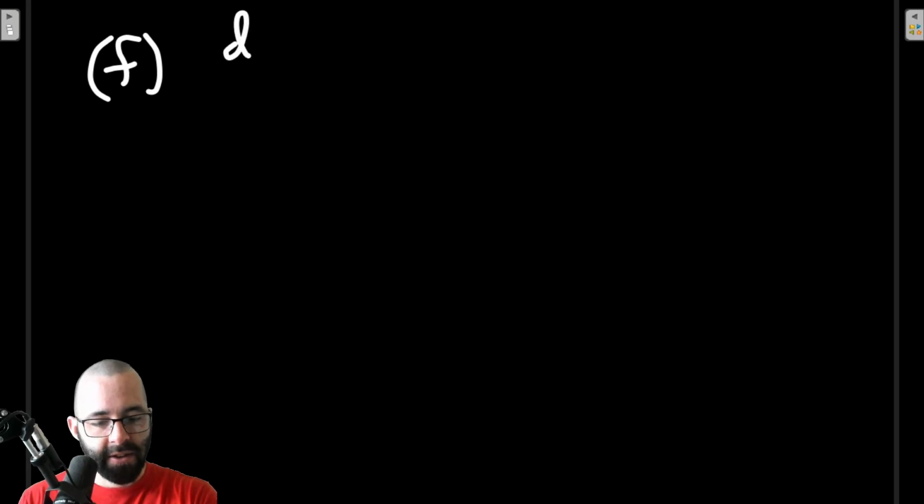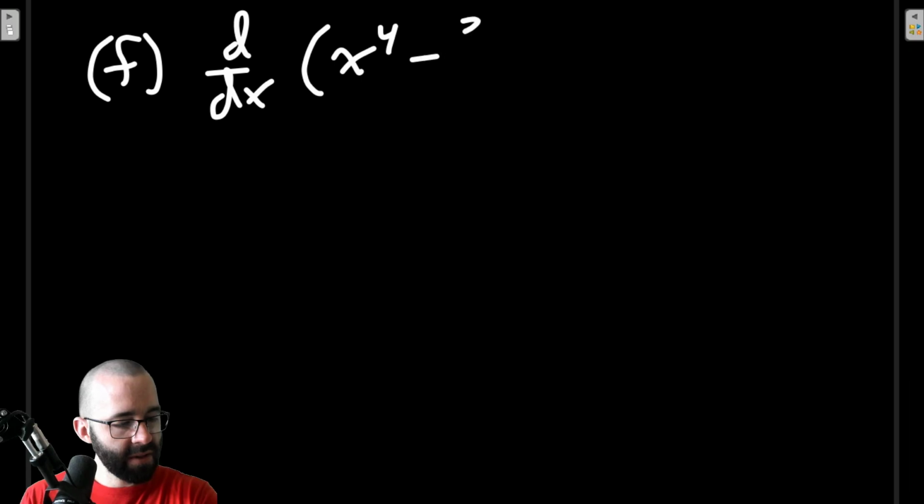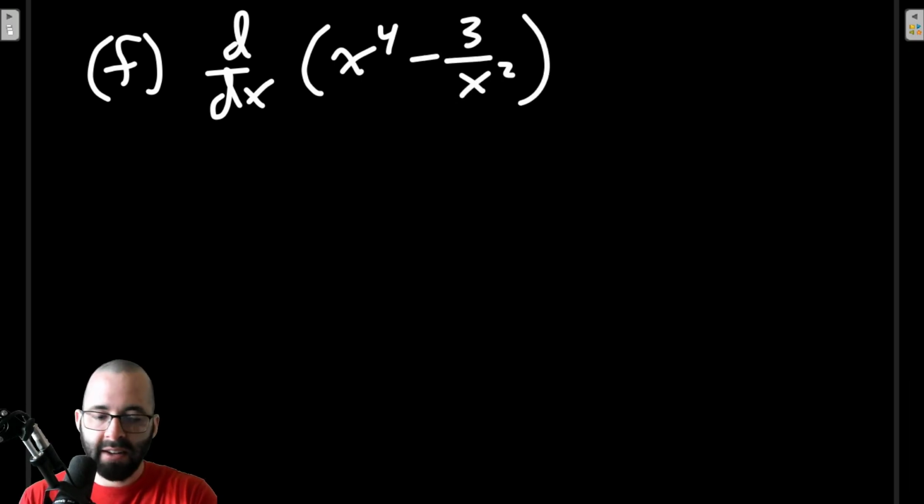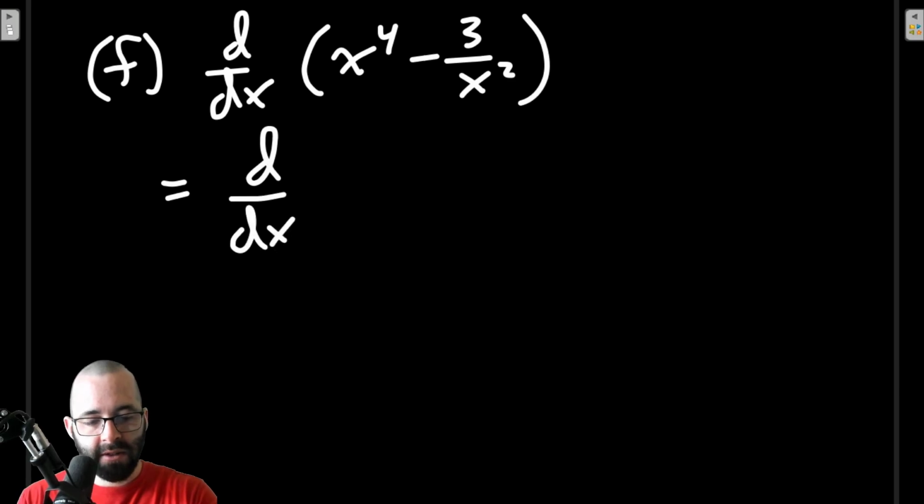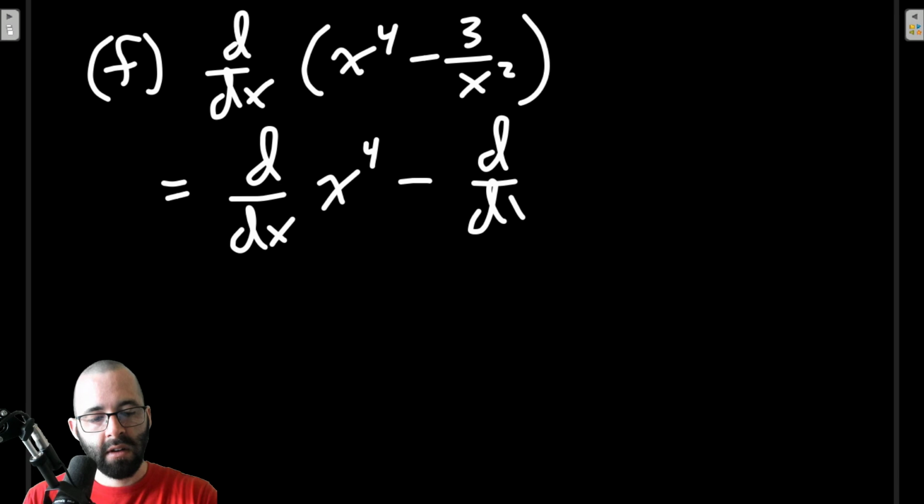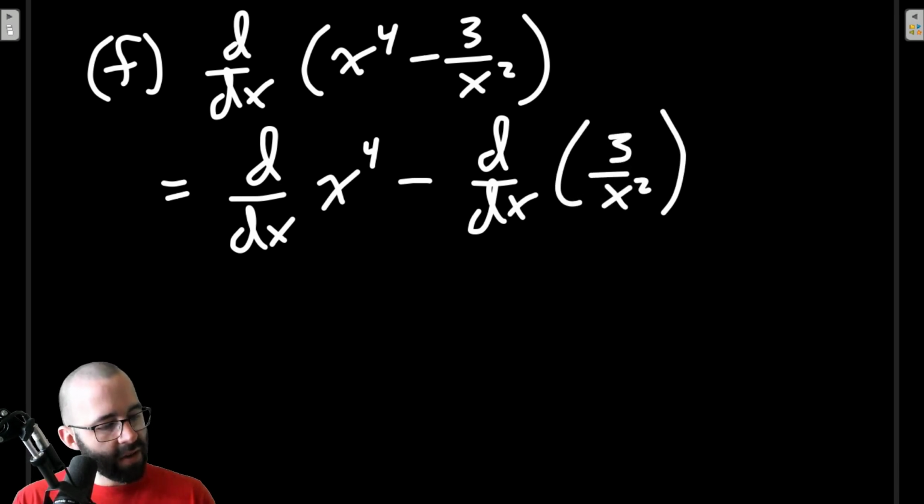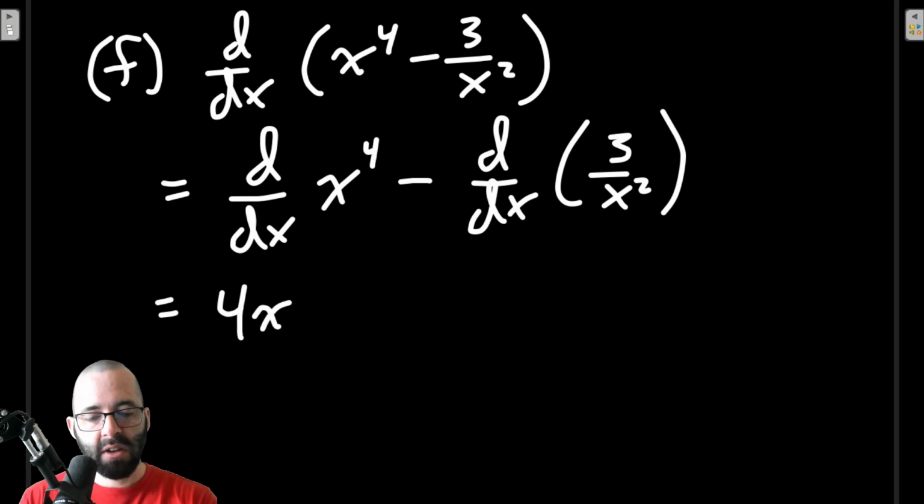Part F, find the derivative with respect to x of x to the 4th minus 3 over x squared. And again, it's just like before. This is going to be the derivative of the first thing, plus, or minus if you want, the derivative of the second thing. Didn't we already find the derivative of 3 over x squared? Oh, we found the derivative of 3 over x today. So again, the first thing is going to be 4x cubed.